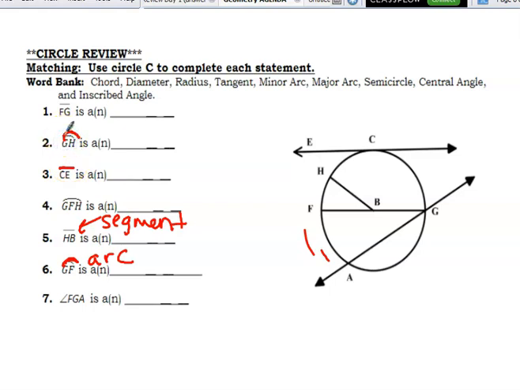And then FGH, that just means what is that angle? So FGA, well, that's this one out here. This would be known as an inscribed angle, okay? Compared to if we had FBH, that's called a central angle. So the difference is going through the center versus cutting through the whole thing.